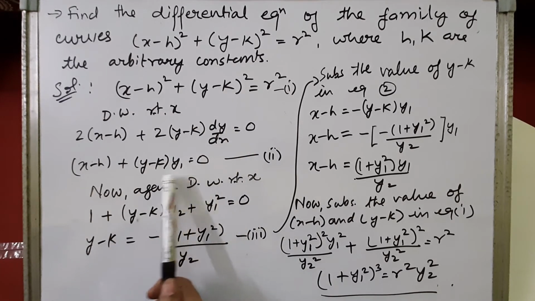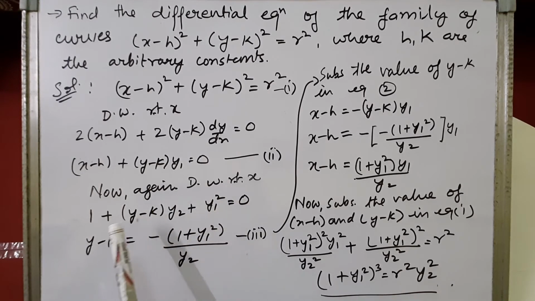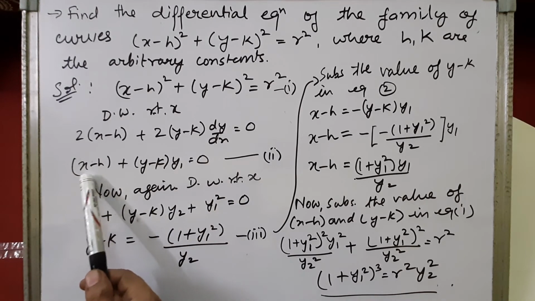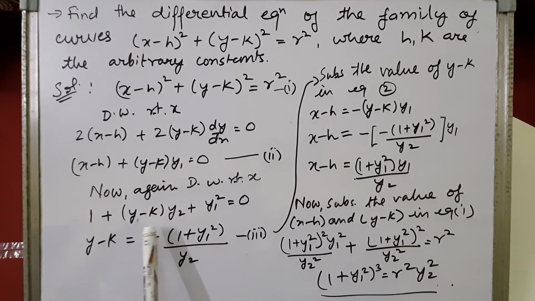So what we are doing is differentiating equation 2 again with respect to x. Here we'll get d/dx of (x − h) will be 1, and d/dx of (y − k) y1 will be (y − k) y2 + y1², equals 0. Now if we transfer 1 + y1² to the right-hand side and cross multiply y2, we will get the value of y − k as −(1 + y1²)/y2. I have considered this value as equation 3.